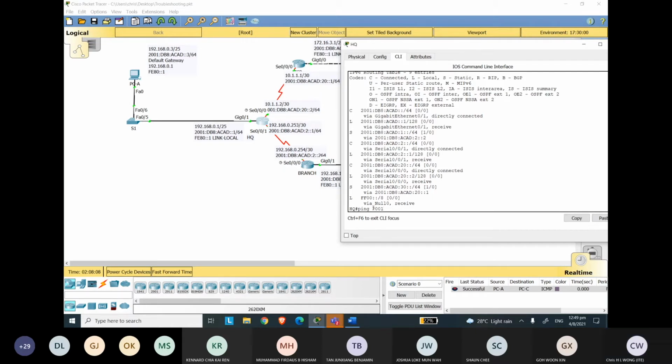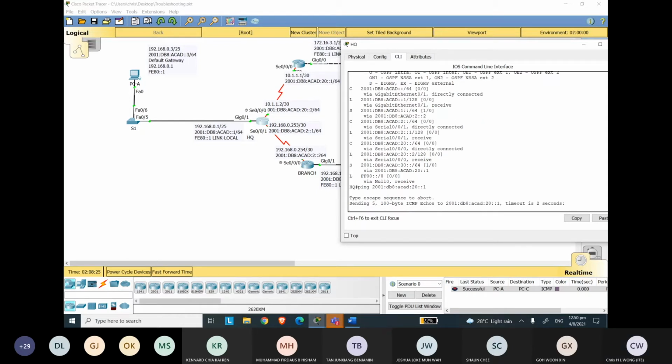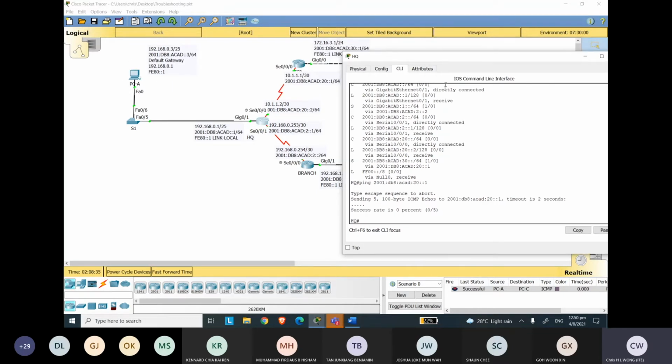2001:DB8:ACAD:20::1. Okay. Right? Apparently still cannot. If the router cannot ping to ISP, I can forget about my PCA going to the web server. Am I right? So there's something wrong with the router, but we check later lah.